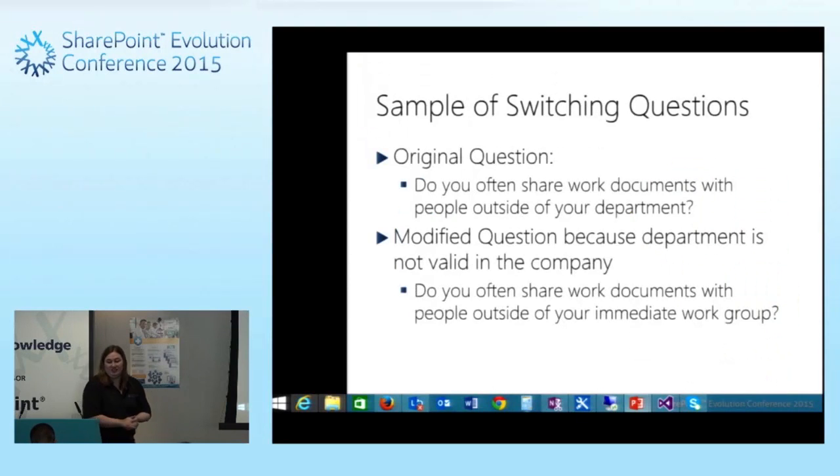So some of the questions I typically ask, I switch them around. Like I said, kind of adjusting the terms to the group you're working with. So this is a sample of that. Do you often share work documents with people outside of your department? If you're working with somebody where department is a relevant term for them, I change it to outside of your immediate work group. So kind of adjusting it to the people you're talking to.